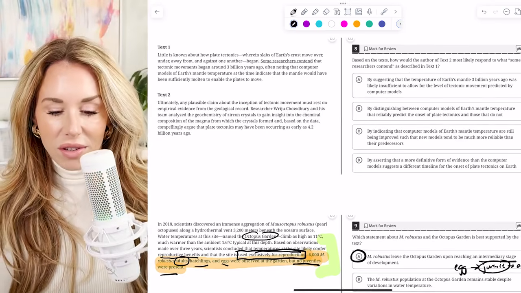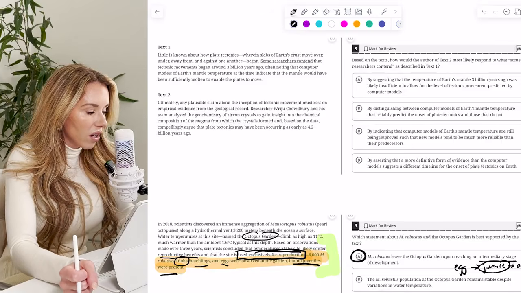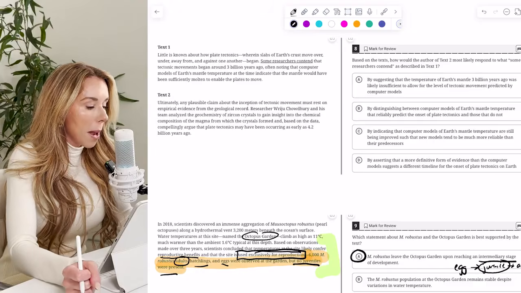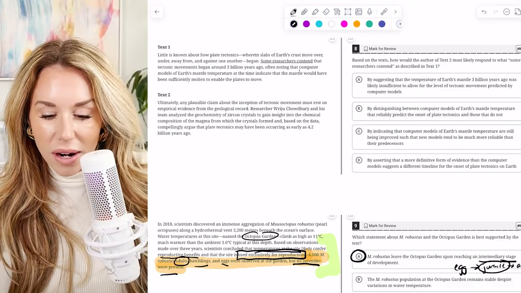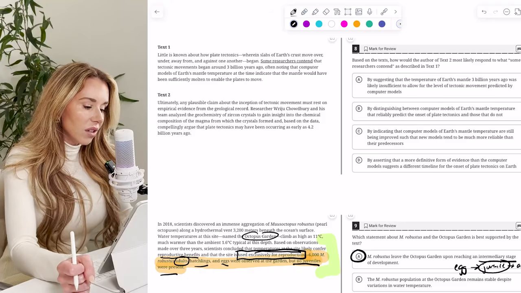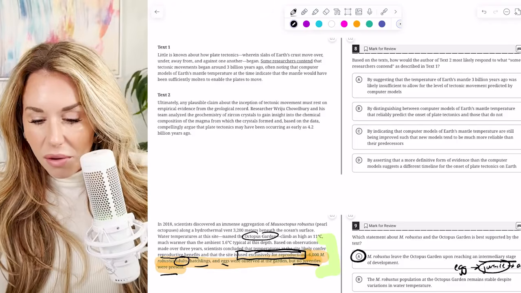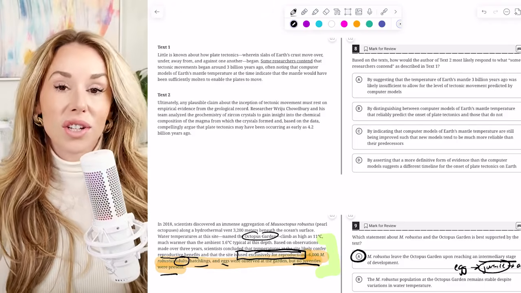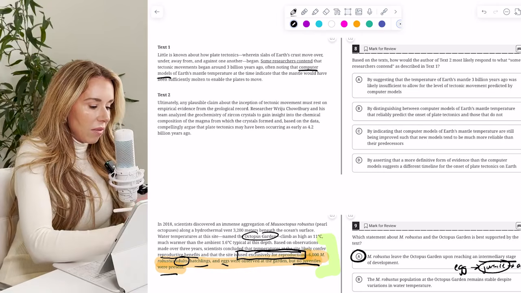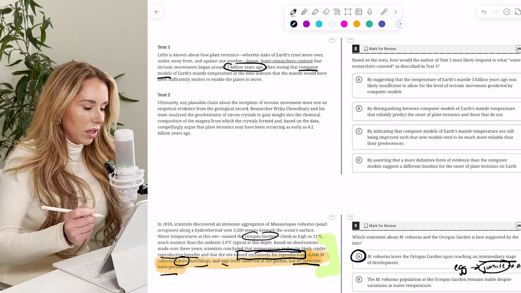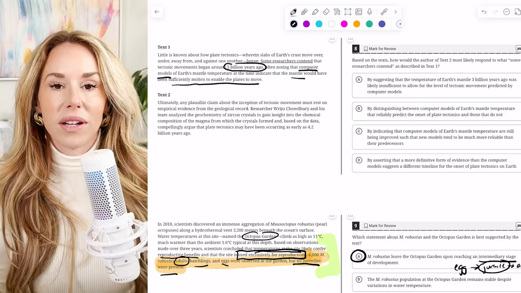So text 1 says, little is known about how plate tectonics, wherein slabs of Earth's crust move over, under, away from, and against one another, began. Some researchers contend that tectonic movements began around 3 billion years ago, often noting that computer models of Earth's mantle temperature at the time indicate that the mantle would have been sufficiently molten to enable the plates to move. Okay, so they used computer models. They estimated it happened around 3 billion years ago. The mantle would be sufficiently molten to enable the plates to move.